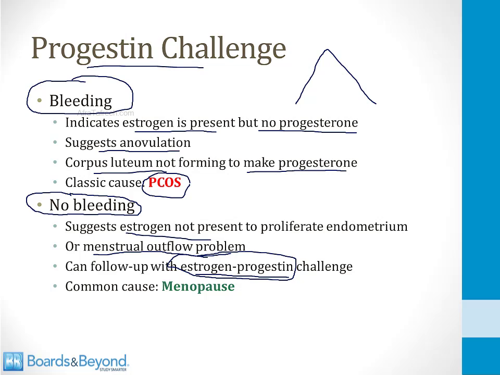And the common cause of this second scenario, where there is no bleeding after a progestin challenge, is menopause, where both estrogen and ovulation and progesterone are all absent together. We'll talk about menopause later in this module as well.